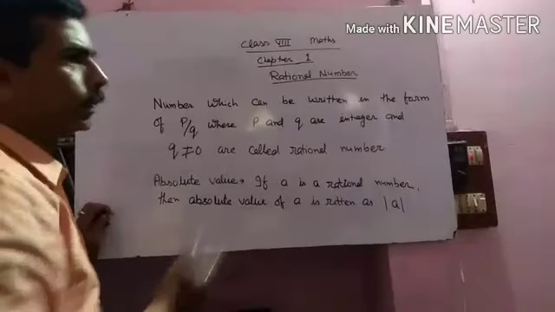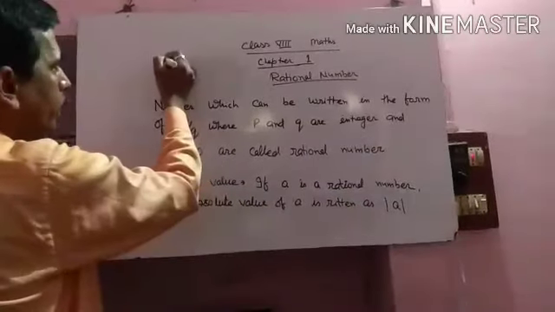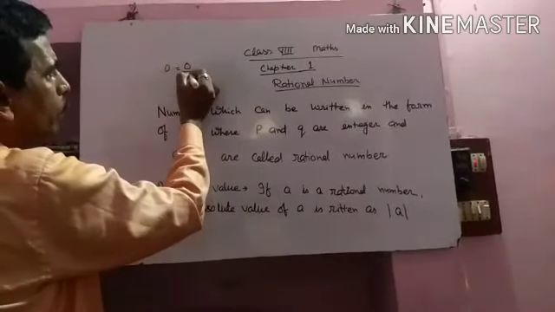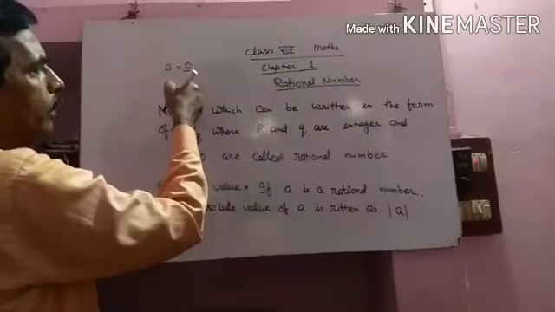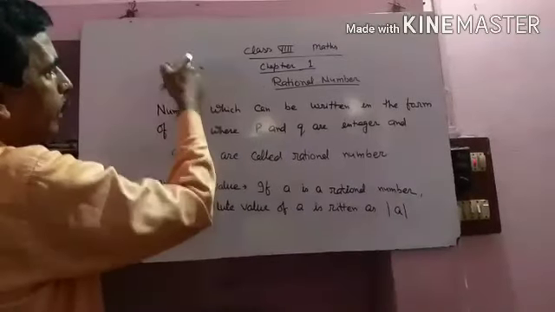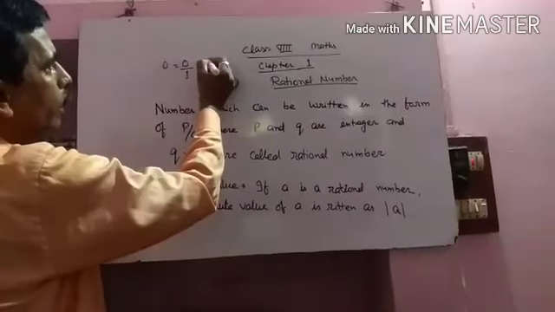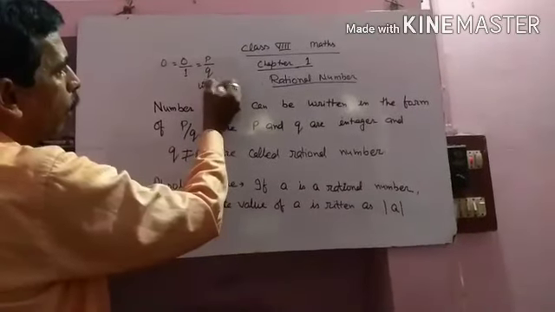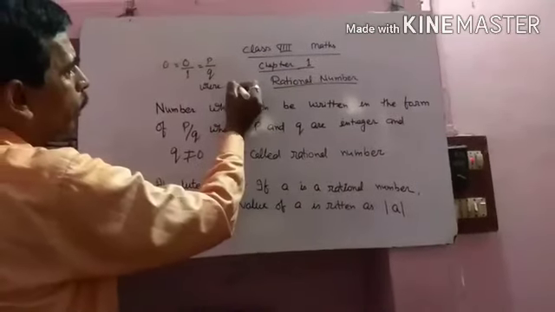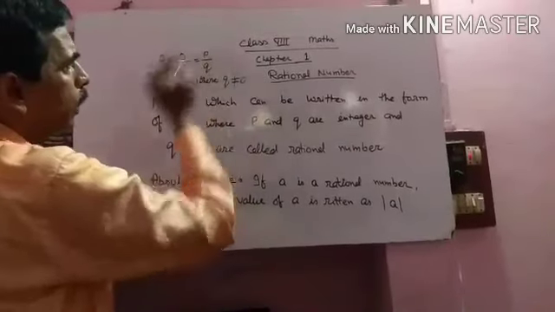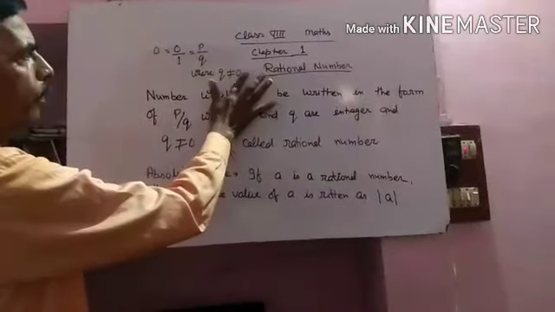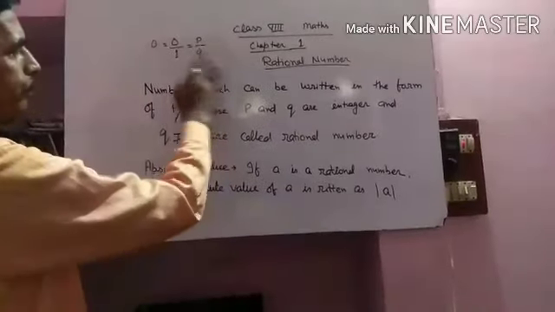Is 0 an integer? Yes, of course, 0 is also an integer. So if we write 0 by 1 in place of 0, the value remains the same. So 0 by 1 is written in the form of p by q, where q not equal to 0. Is it clear? Okay.